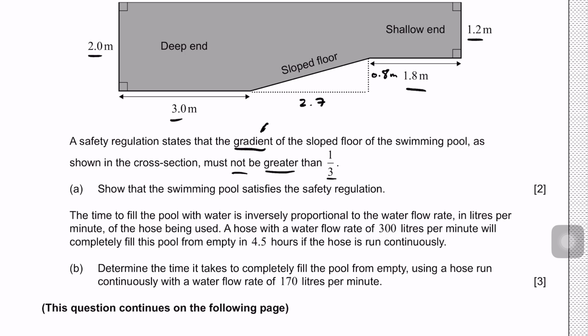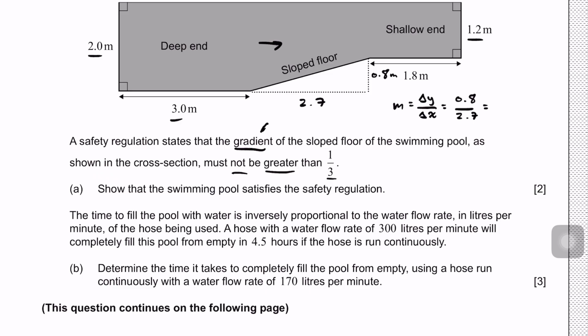Remember, for slope m, this is in your formula booklet, we have change in y over change in x. And in this case, if we're moving to the right, we went up by 0.8 for a horizontal distance of 2.7. So is that less or more than 1/3? You can see it's actually less, because 1/3 of 2.4 is 0.8. So this is slightly less.